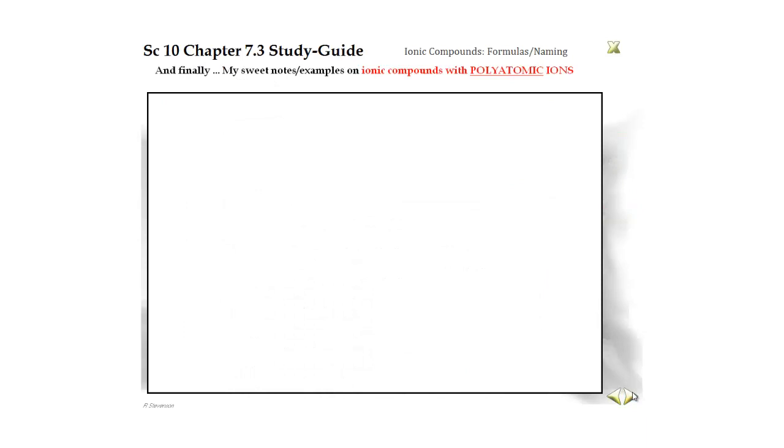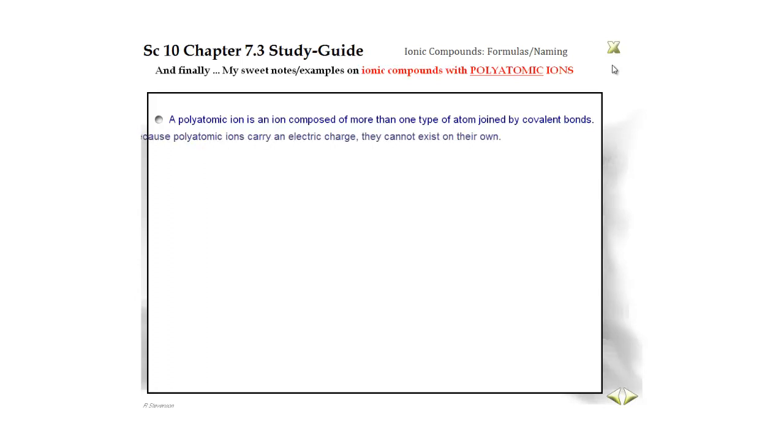So, finally, sweet notes. The last group of ionic compounds are polyatomic. Poly means many. Here we go. A polyatomic ion is an ion composed of more than one type of atom joined by covalent bonds. Because polyatomic ions carry an electric charge, they cannot exist on their own.